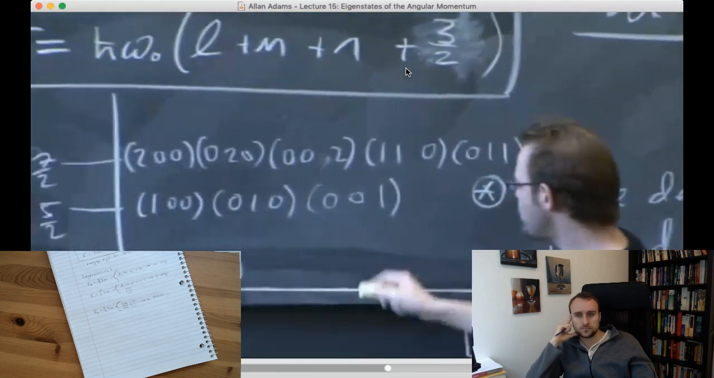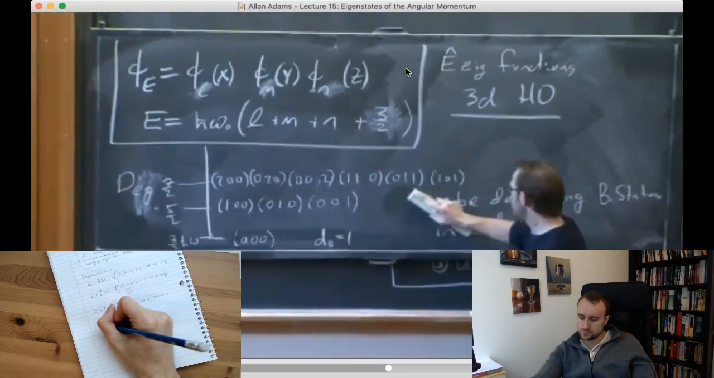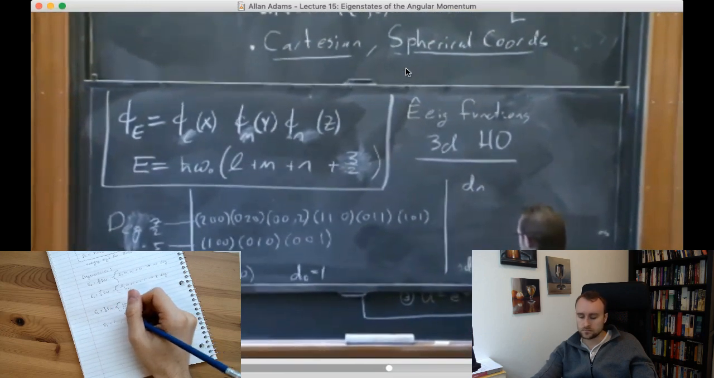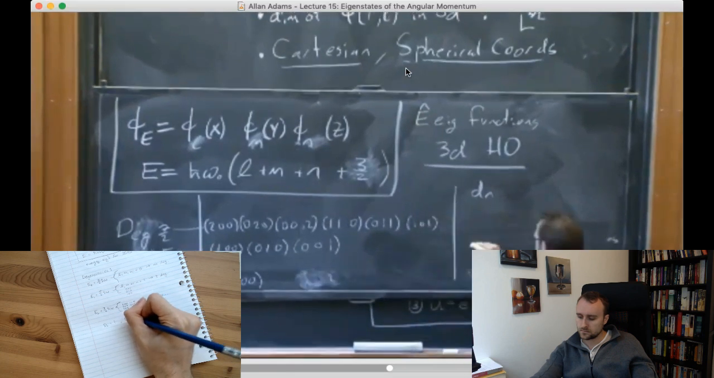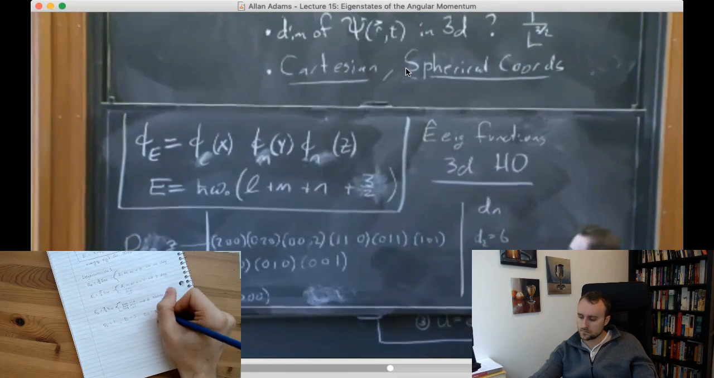So first off, let's look at the number. The degeneracy number here, I'll call this d sub 0. The degeneracy of the ground state is 1. If I can write this as a table, the degeneracy of level n: d0 is equal to 1, d1 is equal to 3, and d2 is equal to 6.